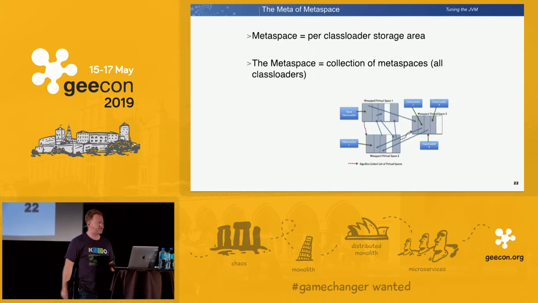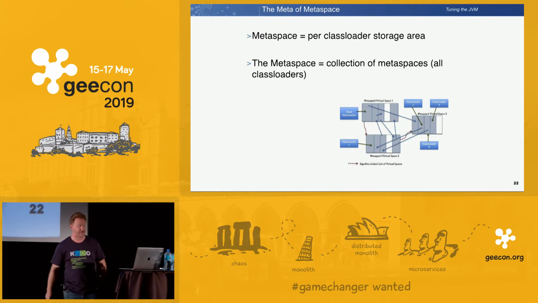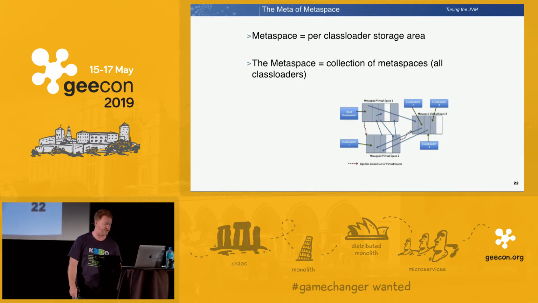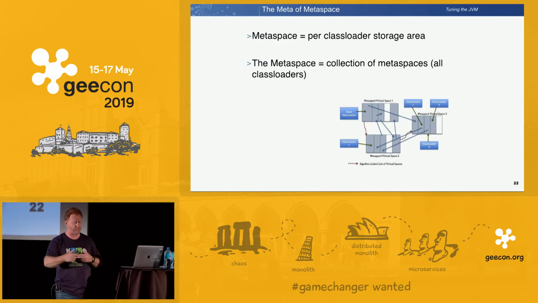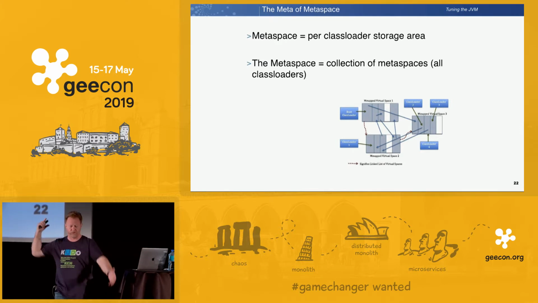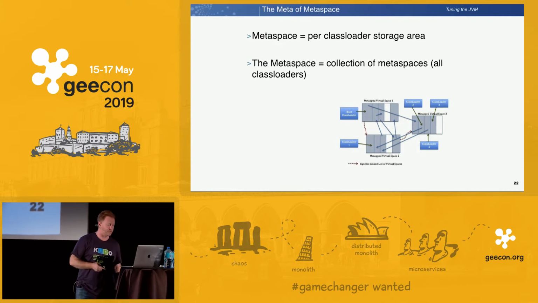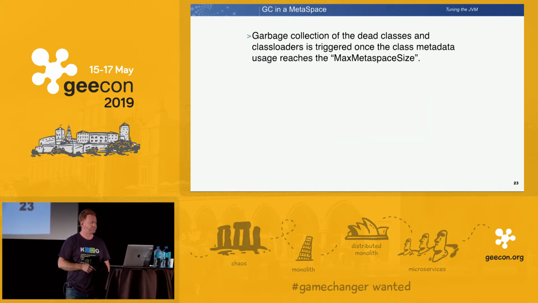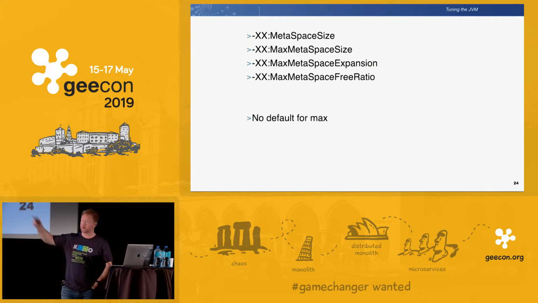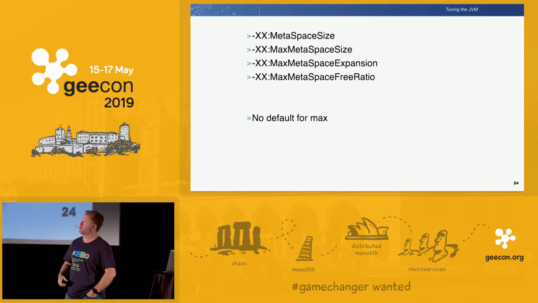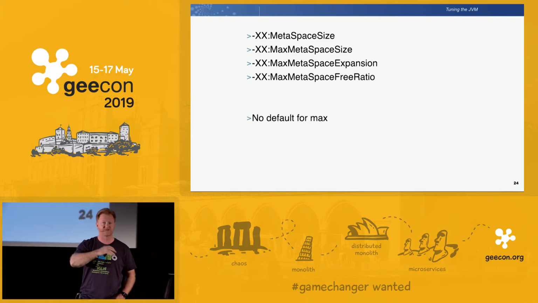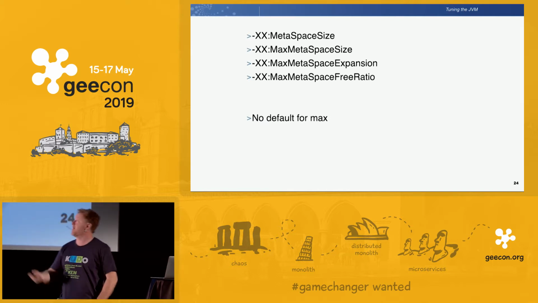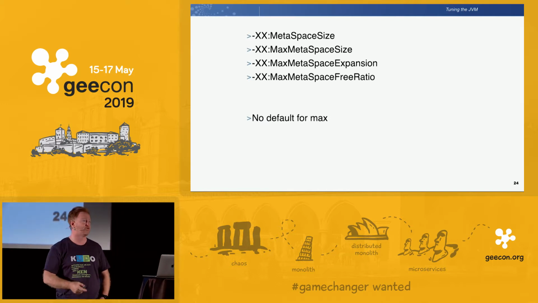And metaspace is kind of an interesting thing, right? It's really a collection of metaspaces, which essentially is space for semi-permanent information per class loader with some overall global stuff on top of that. All right, so there's your different flags. The thing that's important there that will be new to you, if this is new in your space, is we didn't have expansion or free ratio before, and they're useful, right?